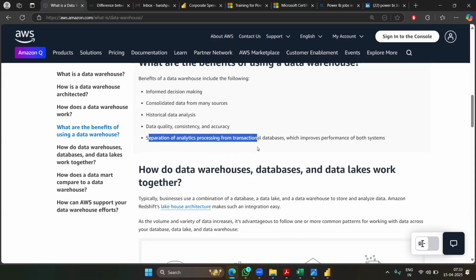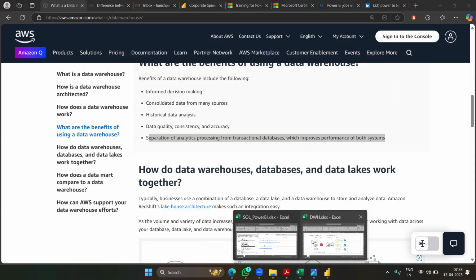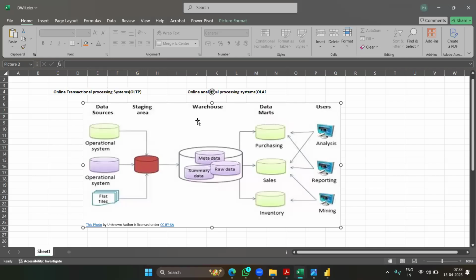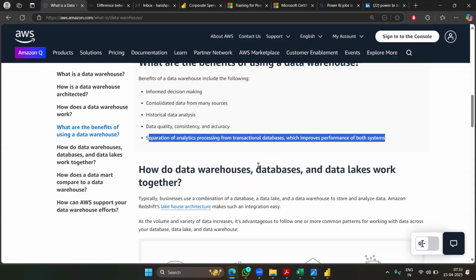Separation of analytical processing from transactional processing improves the performance of both systems. So these are all the key points. We are separating the analytical processing from the transactional so that both can work faster, correct? So this is all about data warehousing.